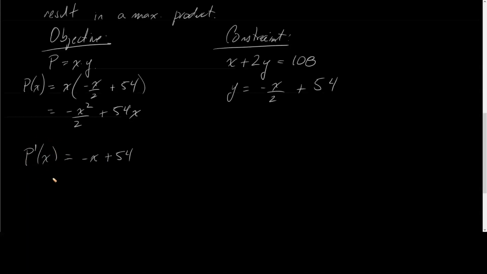So how do we find critical values? Set it equal to 0. What does that give me? x is equal to 54. And now that I've got the value of 54, I can figure out the value of y, right? The value of x being 54, I can figure out the value of y.